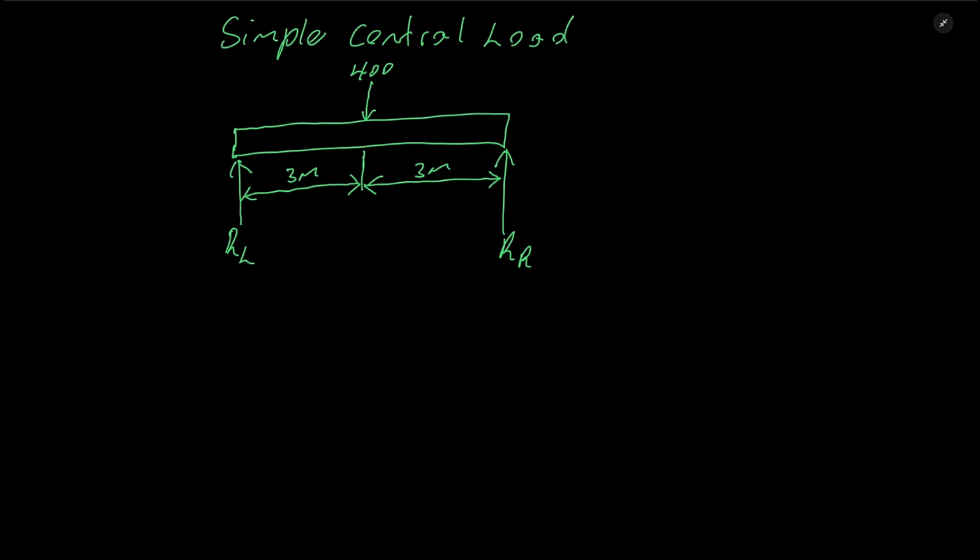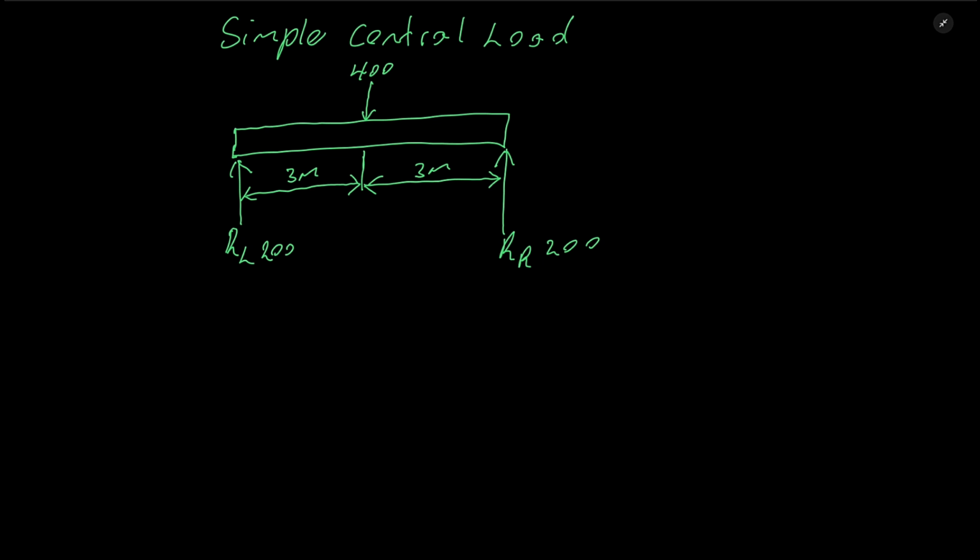So it therefore means that it will require 200 units at each reaction point, at RL and at RR minimum, in order for this to be in equilibrium. So in order for this to be stable, we need to have 200 on this side and 200 on this side, because the 400 is centrally located. So let's go ahead and see if we can do some quick calculations to determine that value.